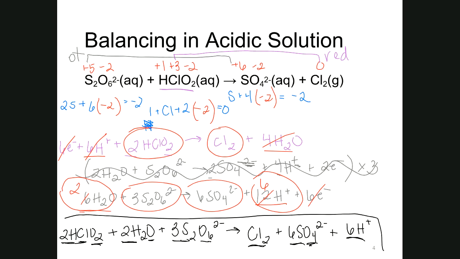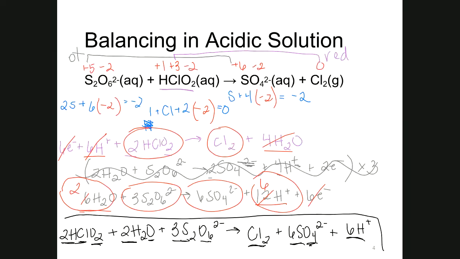So what can I ask you on a test? That's probably what's going through your head right now. I could ask you in the final balanced equation, what is the coefficient of water? Or how many electrons are being transferred? Things of that nature. All right. So that's how we balance in acidic solution, which means now we're going to look at how we balance in basic solution.